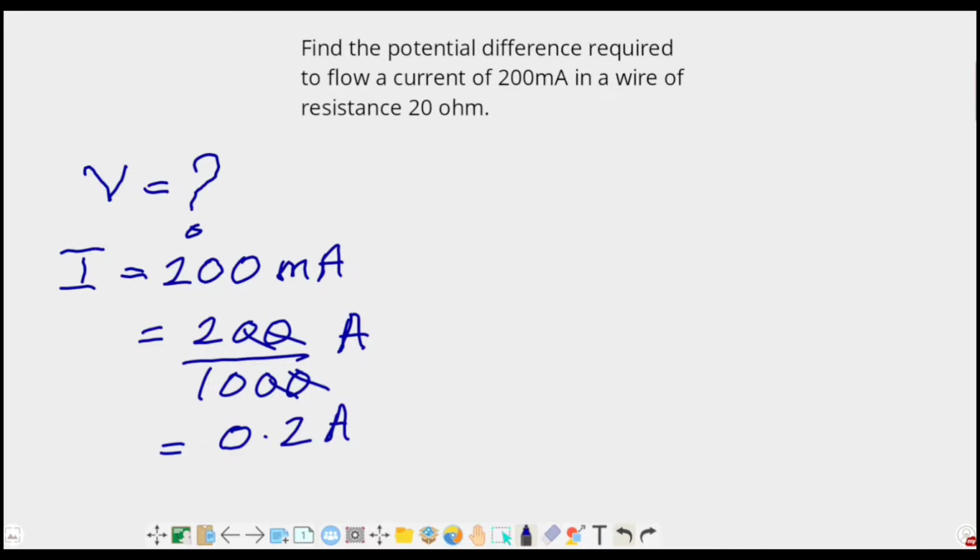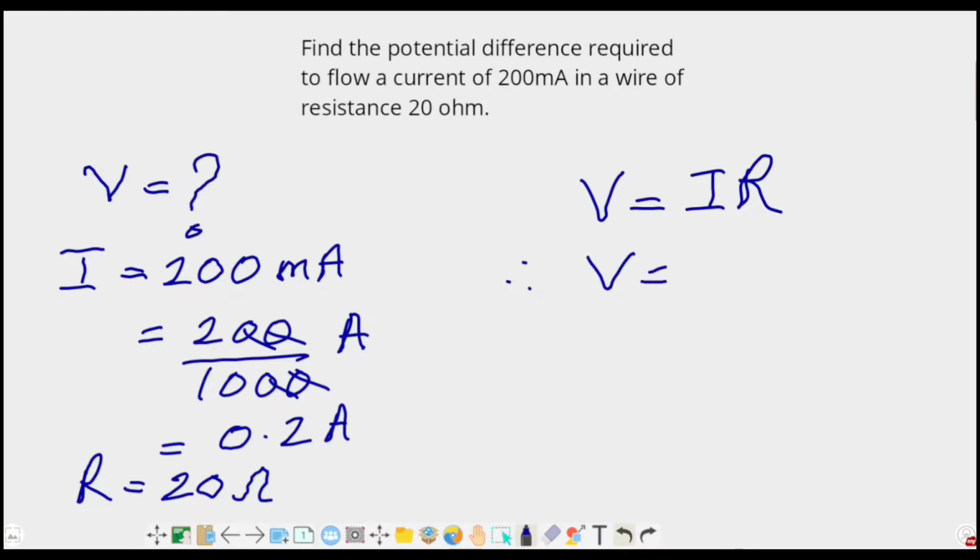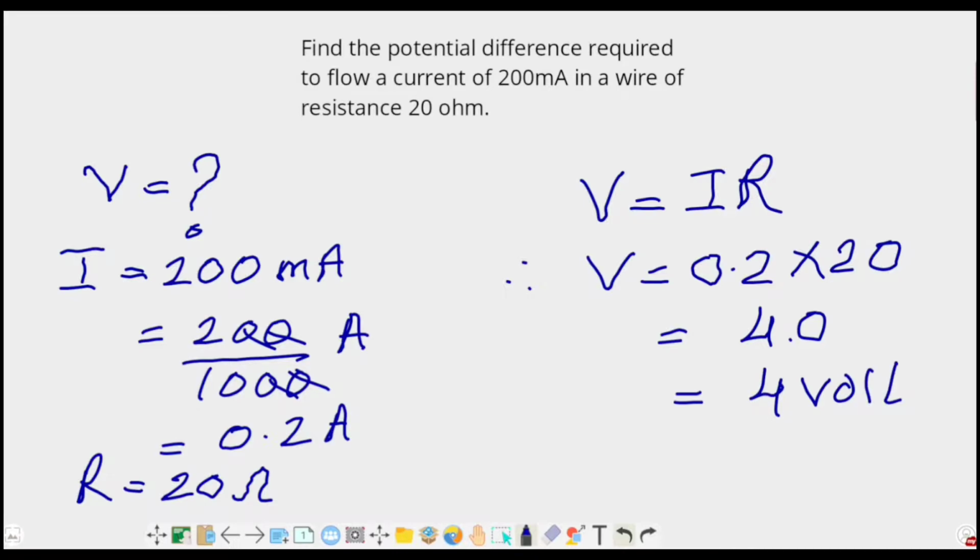In a wire of resistance 20 ohm. You have done Ohm's equation, V equals IR. Now substitute the values. V is asked, I is 0.2, resistance 20. So it will be 4 volt. Got it?